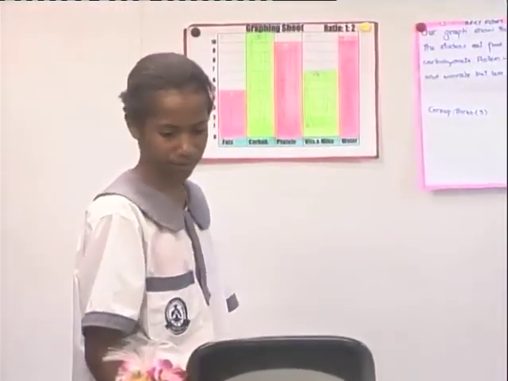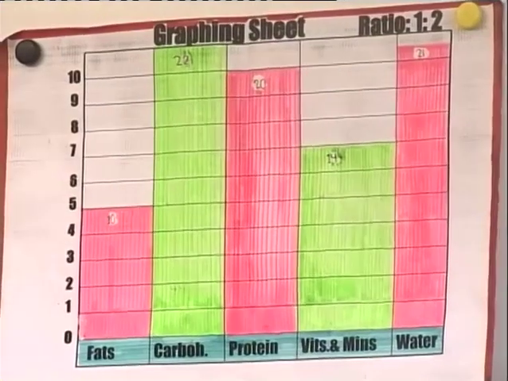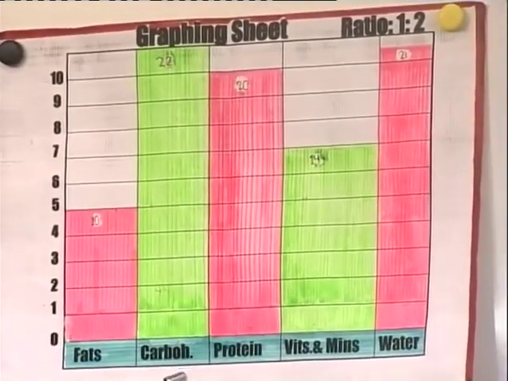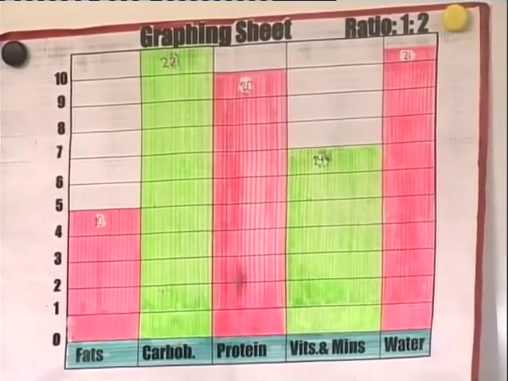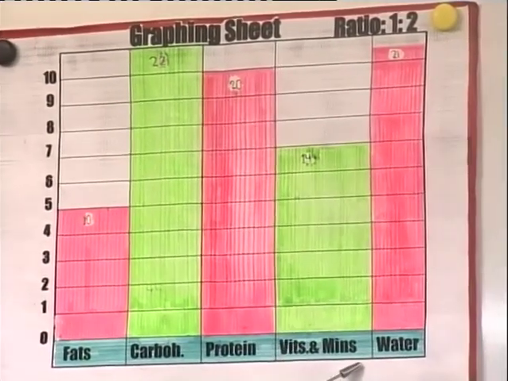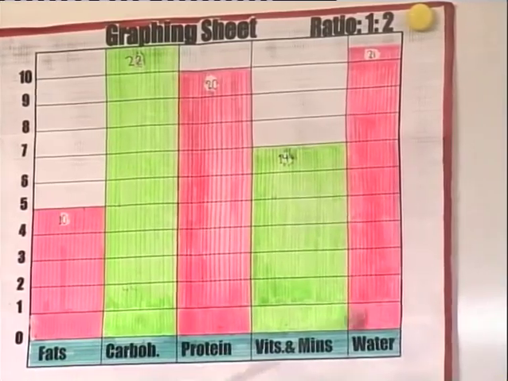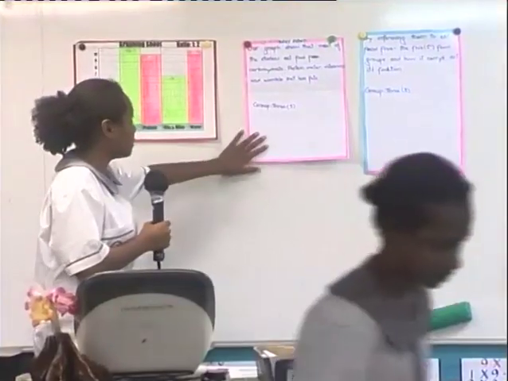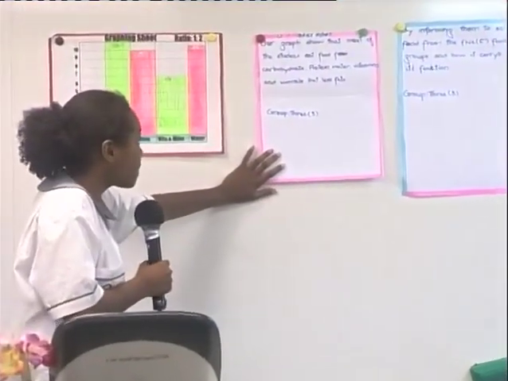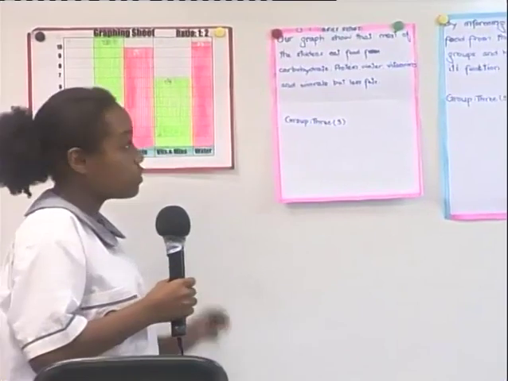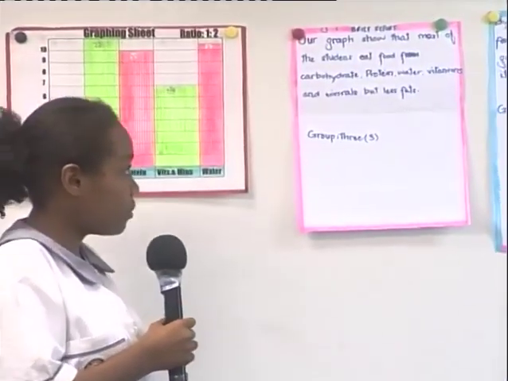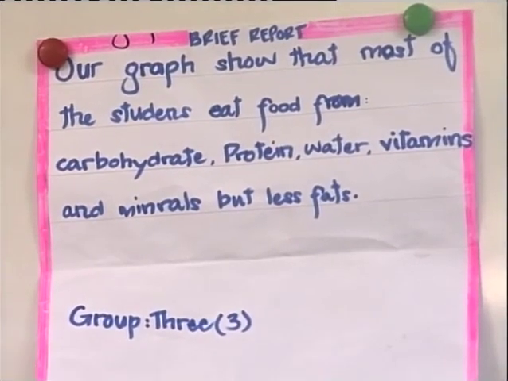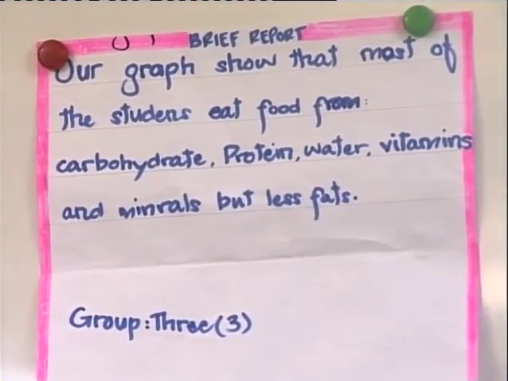Do your explanation, please. As you can see on the drafting sheet, fats we have 10, carbohydrates we have 22, protein we have 20, vitamins and minerals we have 14, water we have. As you can see, this is our brief report. Our graph shows that most of the students eat food from carbohydrate, protein, water, vitamins and minerals, but less fat. Good, thank you.